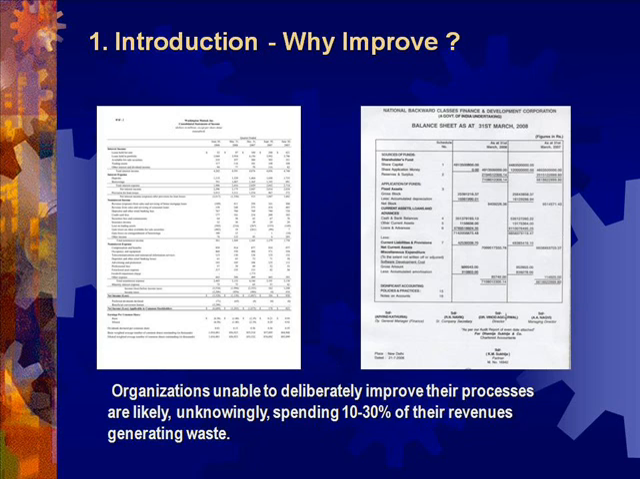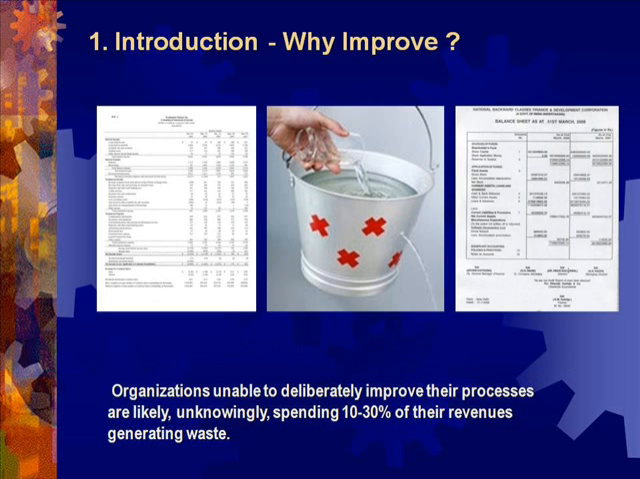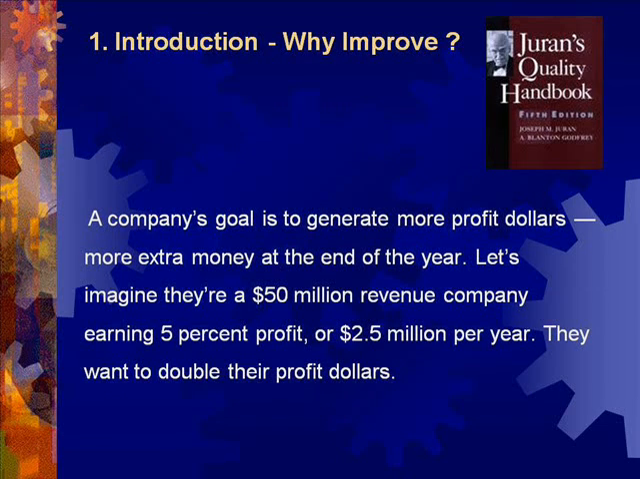Some companies claim that they're okay. They don't really need to work on process improvement because they're profitable. This is like someone saying with a leaky pail that they're filling the pail faster than it's leaking. Quality pioneer Joseph Juran provides the following classic argument for process improvement.